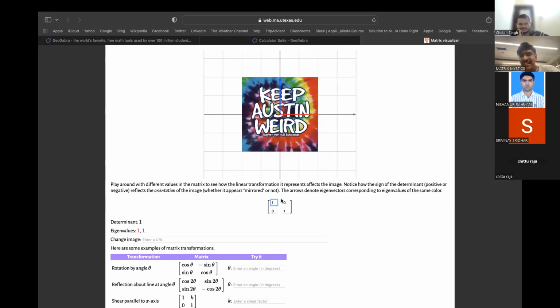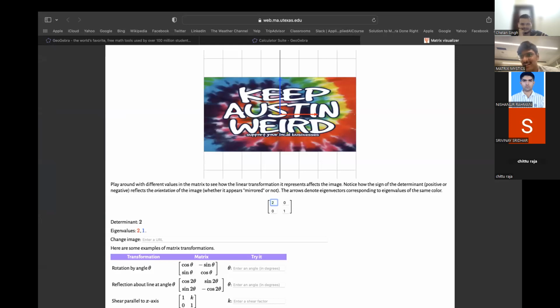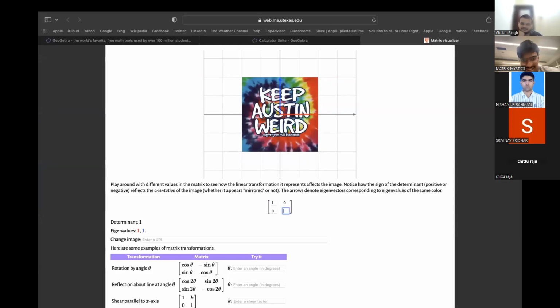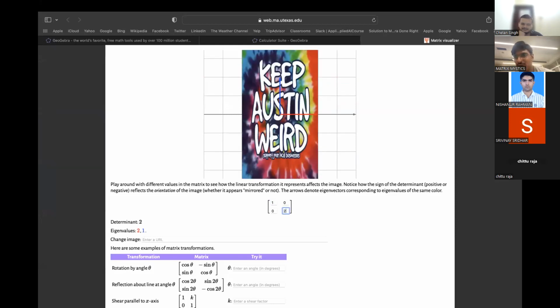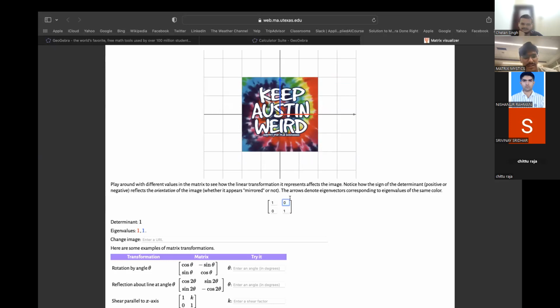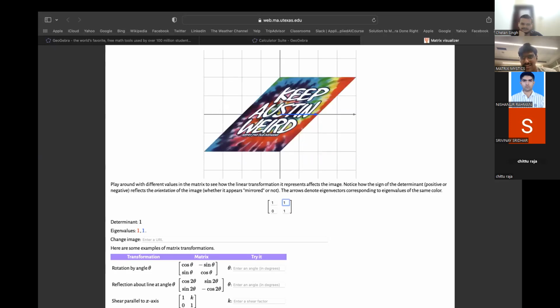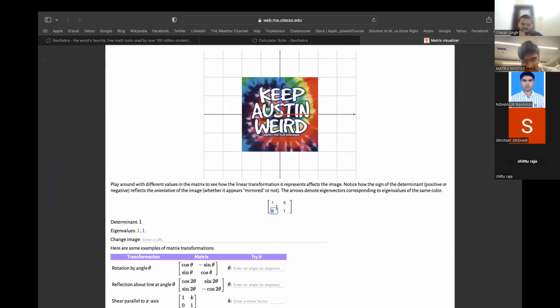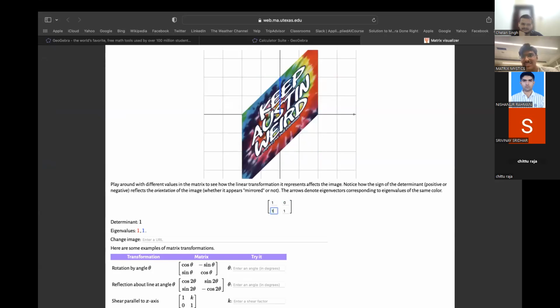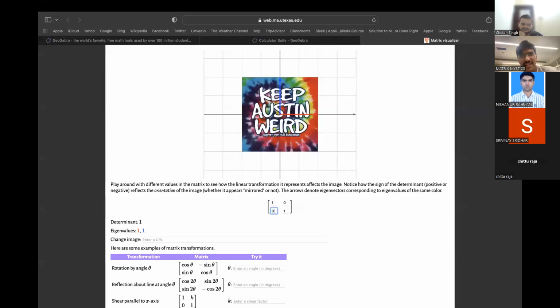Now if I change this first entry in this column to 2, the image gets fat. I'll change it back to 1, and I'll change the other entry to 2. The image gets taller. I'll change this 0 entry to something, let's say 1. The image shears, basically it shears like this. I change this other entry to 1, it shears in the y direction. So I'll suggest you play around with this for a minute and we'll get back after that.